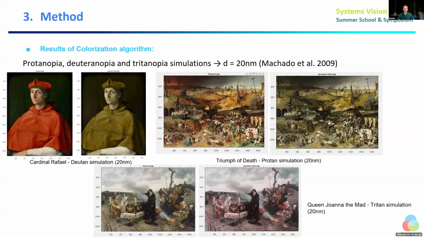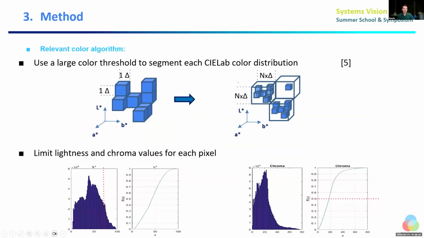And here are 3 examples of daltonized images using the previously mentioned algorithm. The first image is a Deutan simulation, the second is a Protan simulation, and the third is a Tritan simulation. With the algorithm introduced by Nieves and colleagues, we calculate the relevant colors for our set of daltonized images.